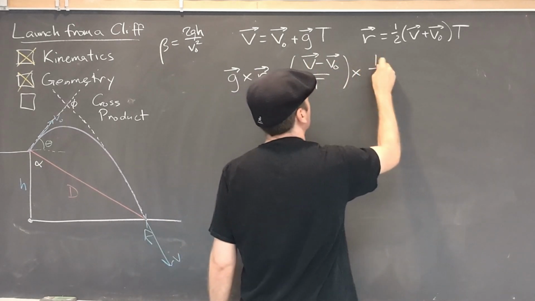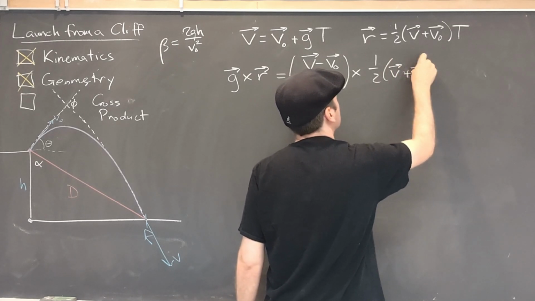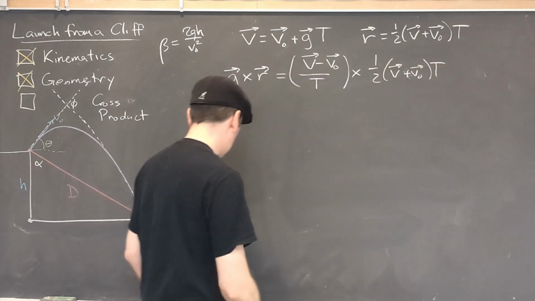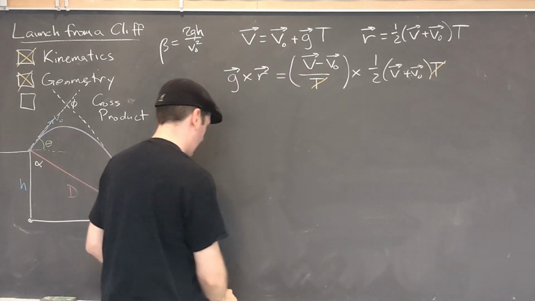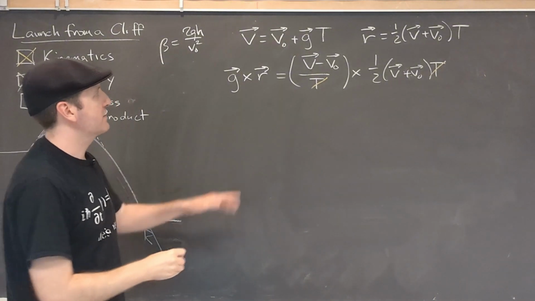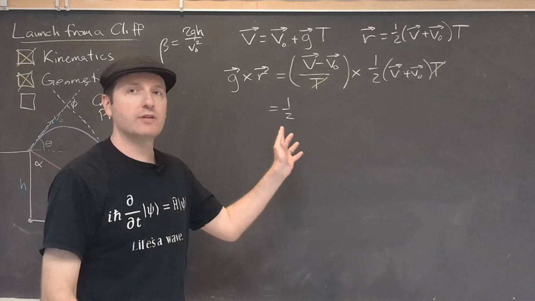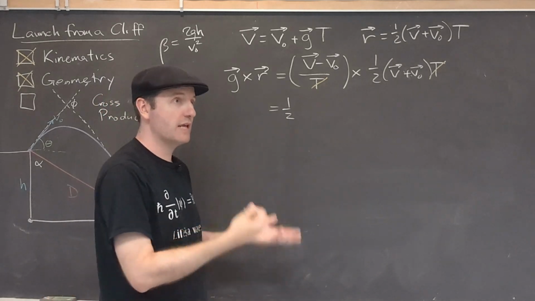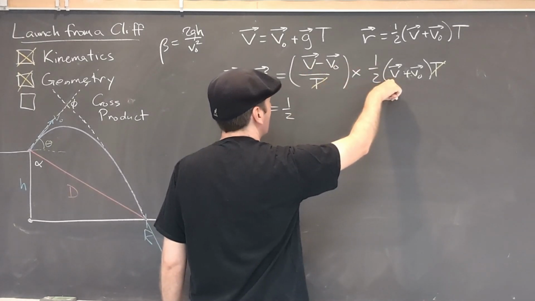And then my R will have V plus V naught as vectors times T. So notice a few things are kind of nice here. The T's cancel, and now I've got a cross product of two velocity vectors. I have to FOIL this out. But remember, the cross product of the same vector with itself is 0. So V cross V will be 0.